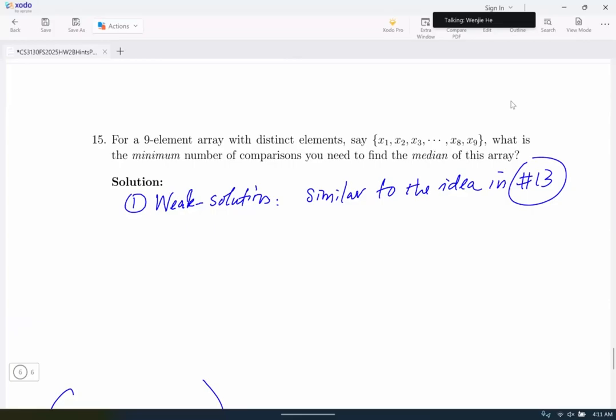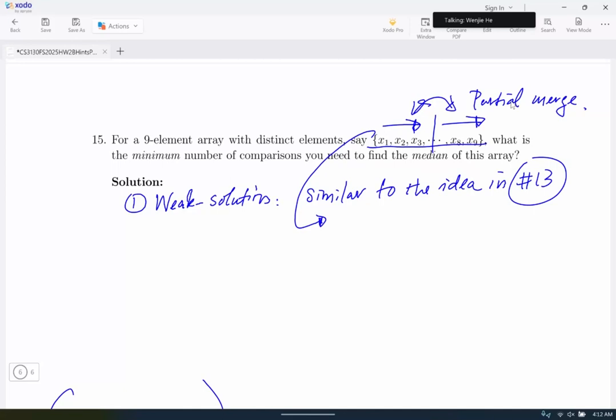Split this 9-element array into 2 subarrays, then find the median. So you sort the first subarray and the second subarray, then apply partial merge. So that's the weak solution. It takes one more comparison than the best strong solution.